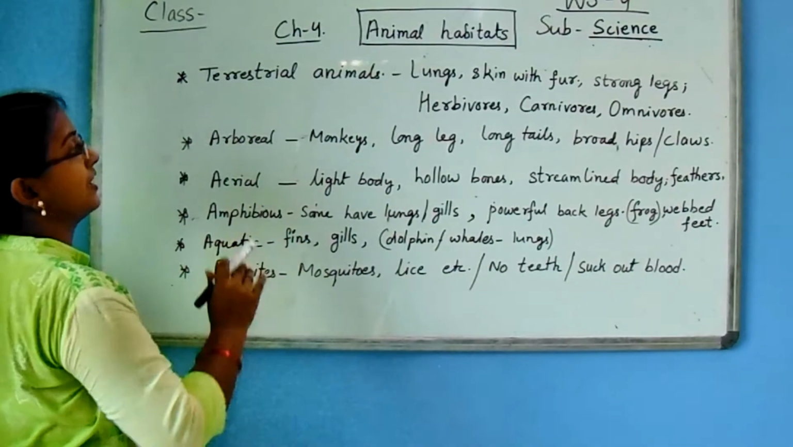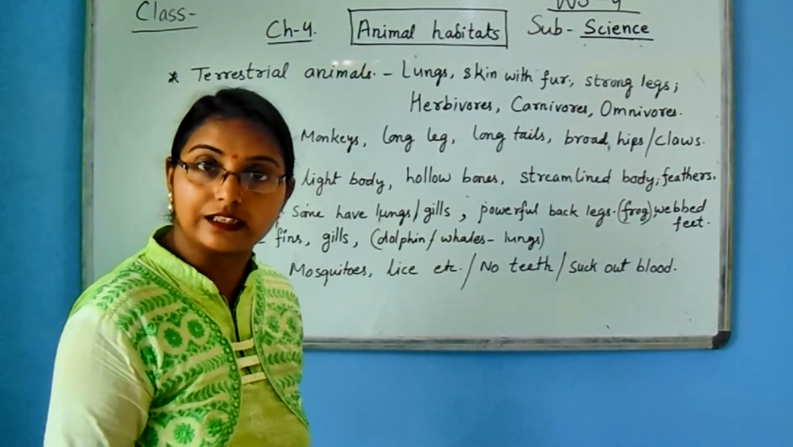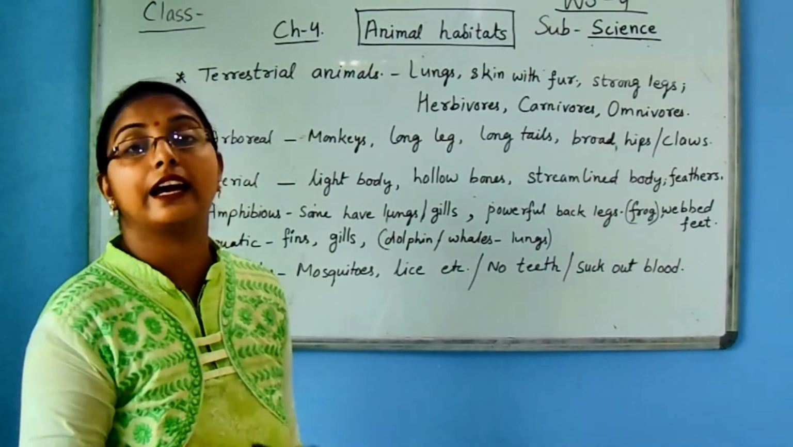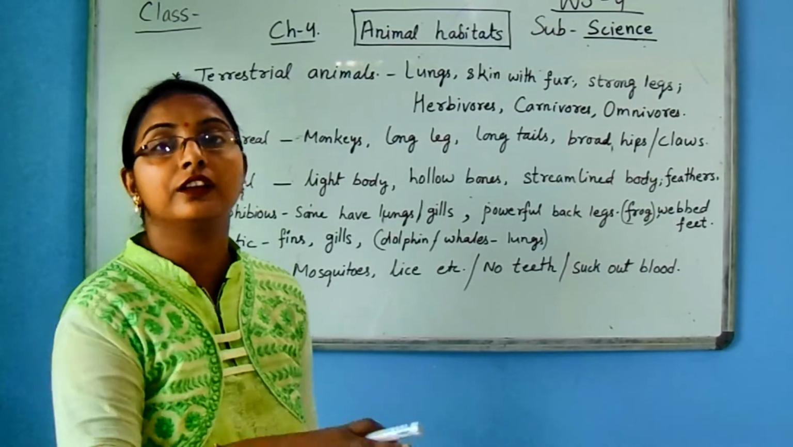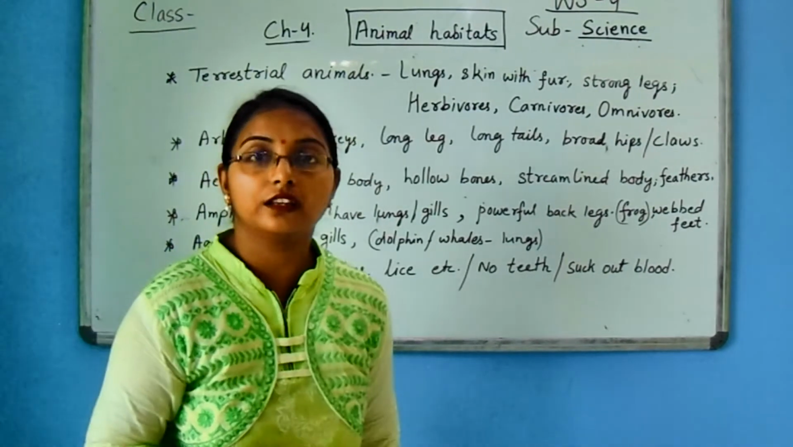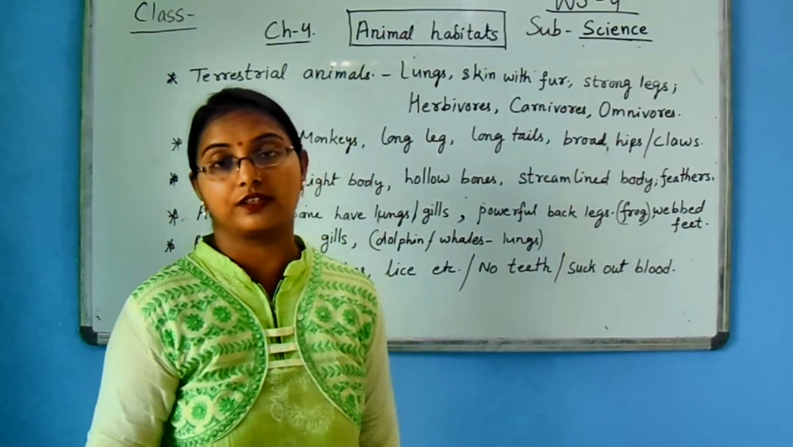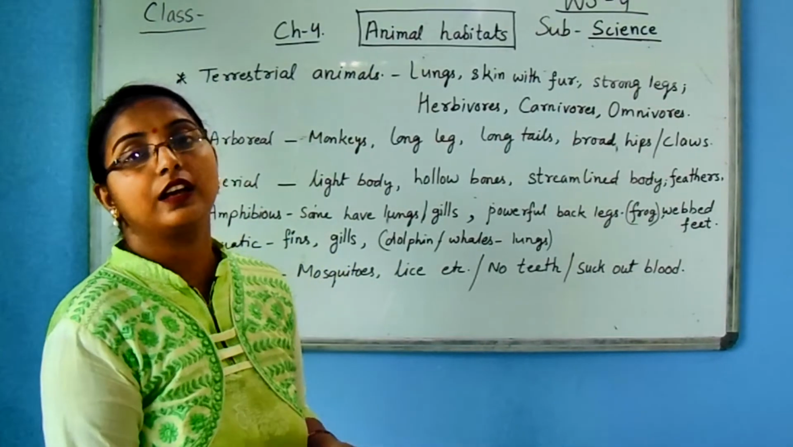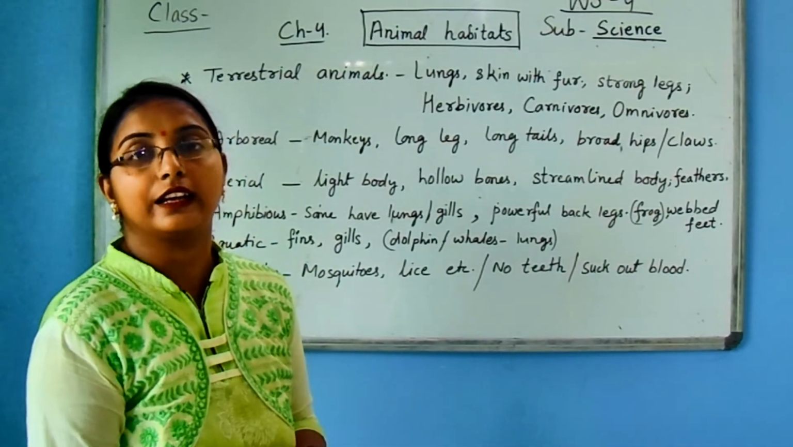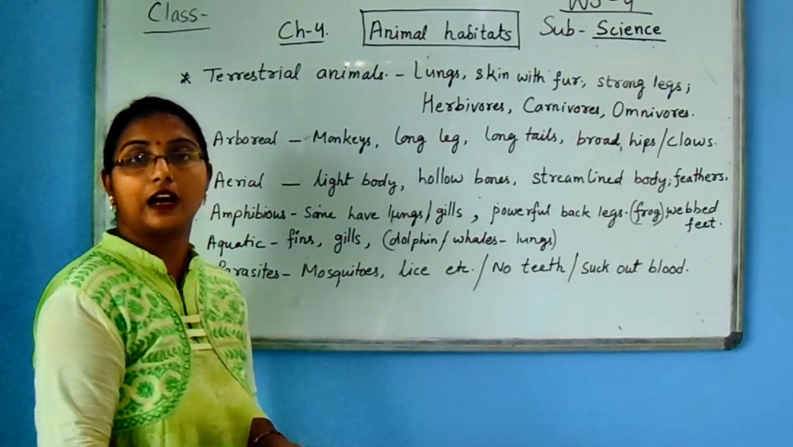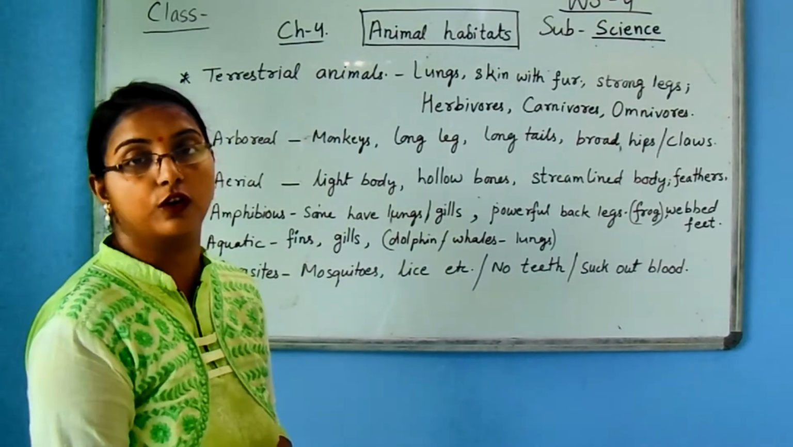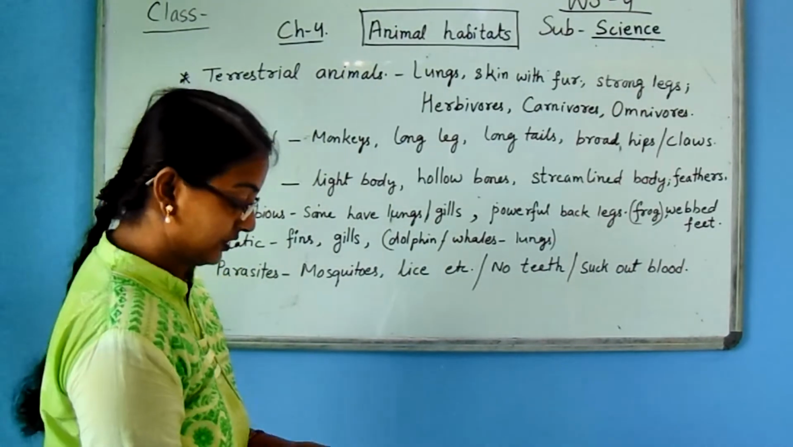So these are some animal habitats, and animals that live in their habitat with their adaptive features. That means they have some adaptation, so they can survive in their habitat in the fittest form, in good conditions.